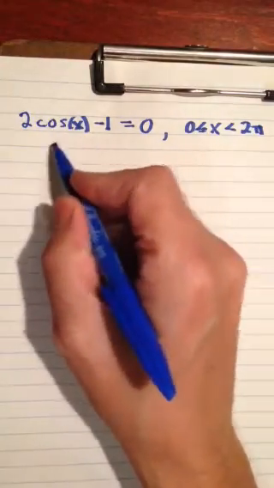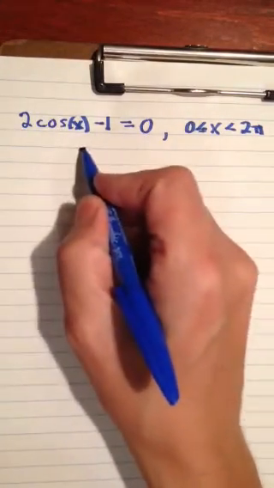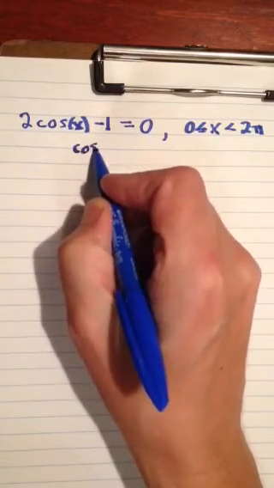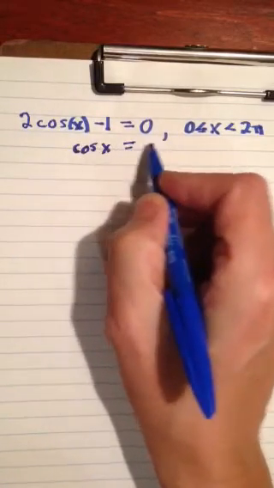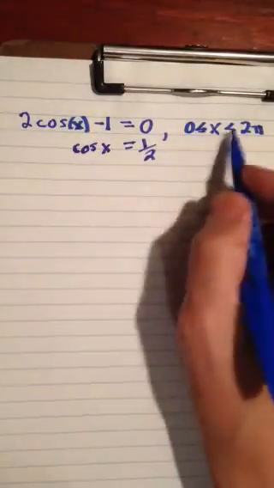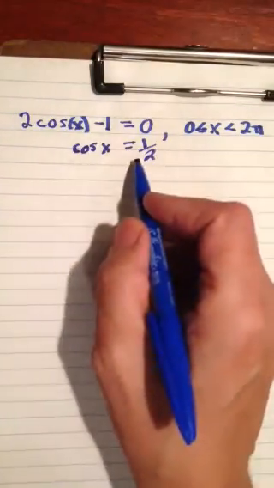All right, so the first thing you're going to do is a couple of algebra steps. You're going to bring the 1 over there and divide by 2. That's pretty basic two-step algebra. So we get cosine x equals 1/2. We'll look at this later on. Let's solve this for now.